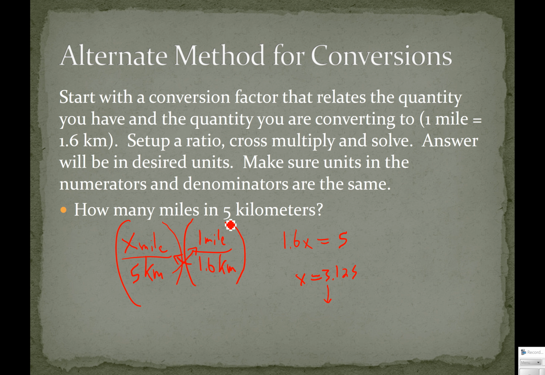We had a number here of 5 kilometers. Sometimes these work well, sometimes they don't. And we divided here, or multiplied, same rule. So therefore, this is going to round to one significant figure, which would be 3. And that would be 3 miles.